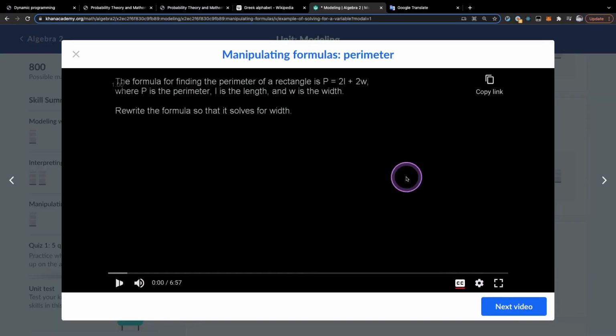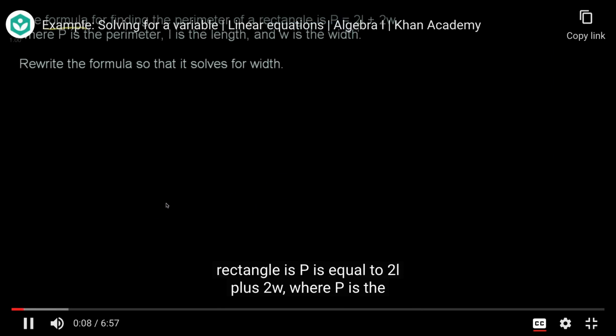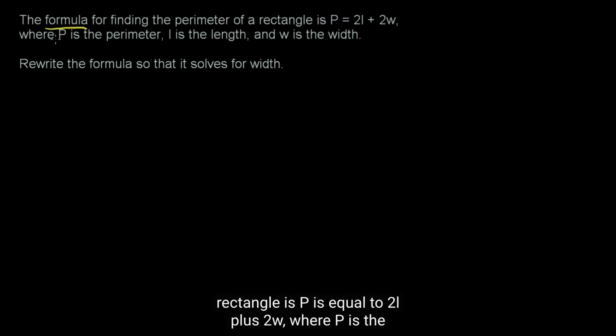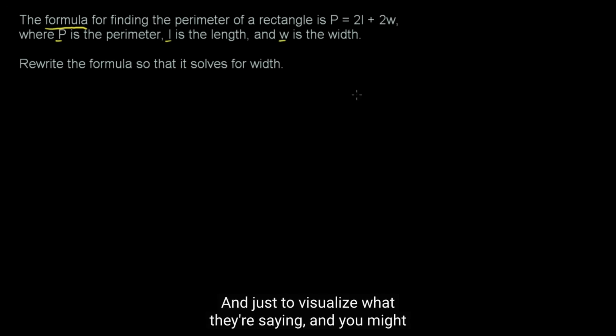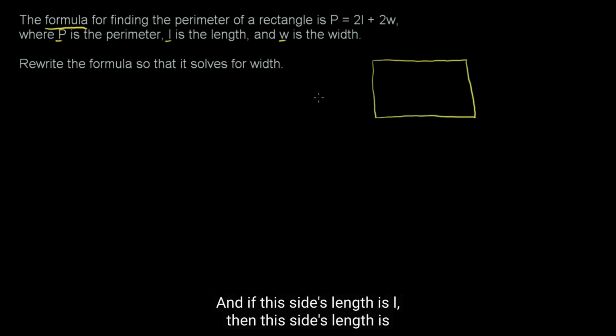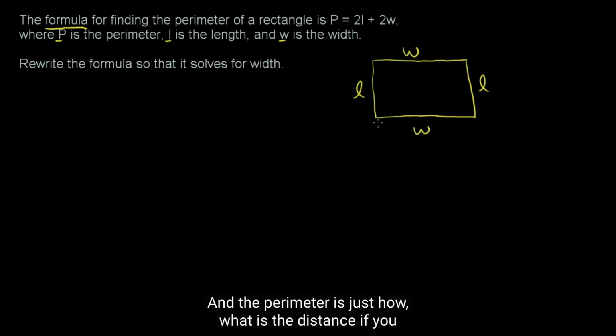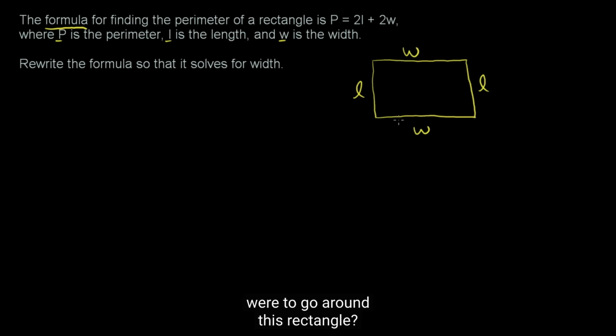Manipulating formulas. We are told that the formula for finding the perimeter of a rectangle is P is equal to 2L plus 2W, where P is the perimeter, L is the length, and W is the width. Just to visualize what they're saying, let me draw a rectangle. If this side's length is L, then this side's length is also going to be L. And if this width is W, then this width up here is W. And the perimeter is just the distance if you were to go around this rectangle.